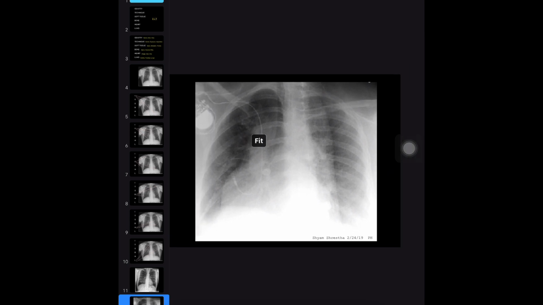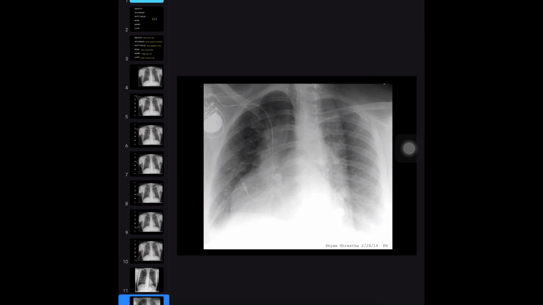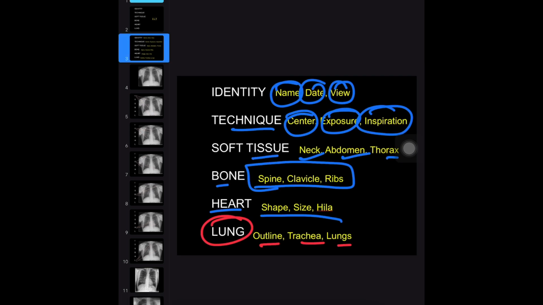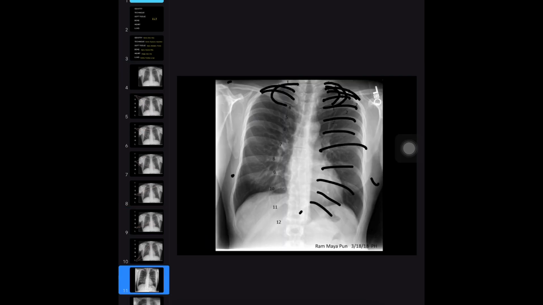So one abnormal X-ray we'll see. Here also we have missed something. Okay, up to the bone we have covered.